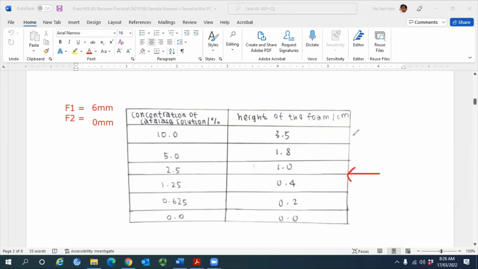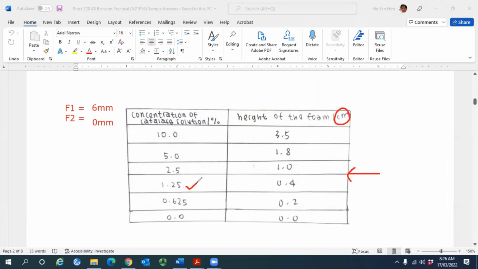Okay, because the unit here is actually cm. So you convert to mm, this is 10 and this is 4. So 6 is here. So that means it's nearer to 4 than 10, right? So therefore, you have to give this reading. But you know that when you give this reading, it's not accurate.